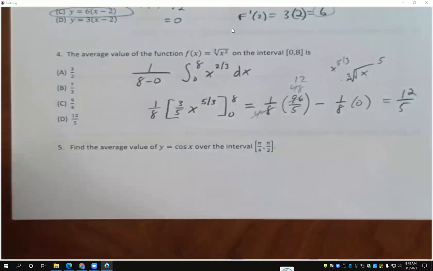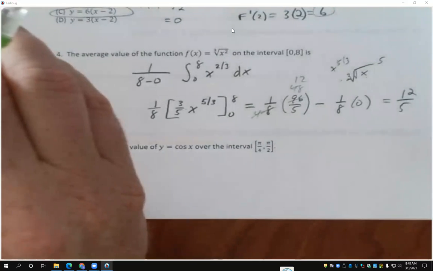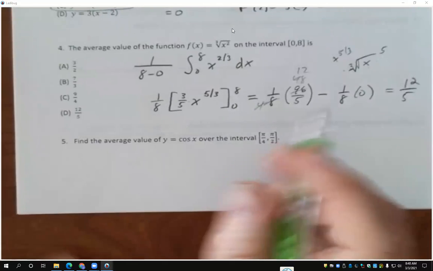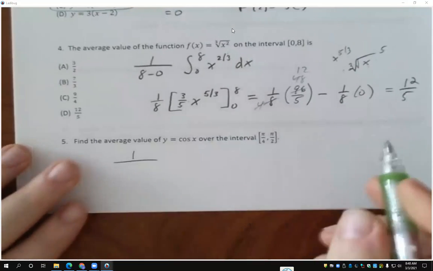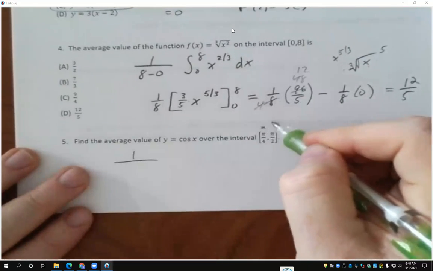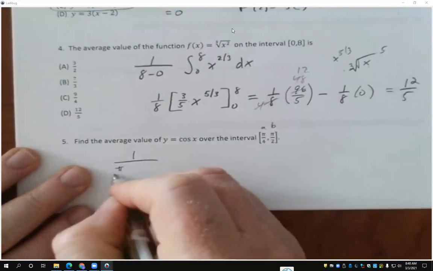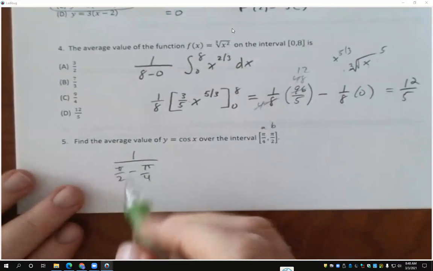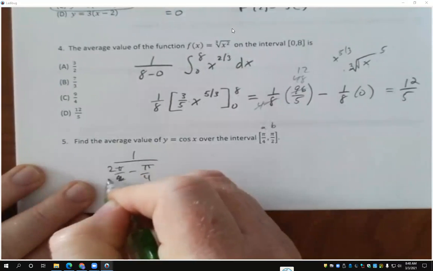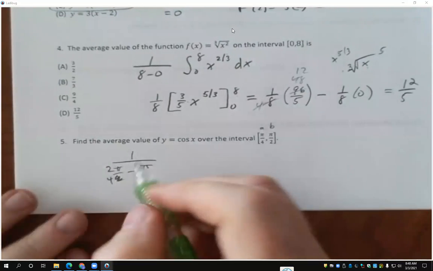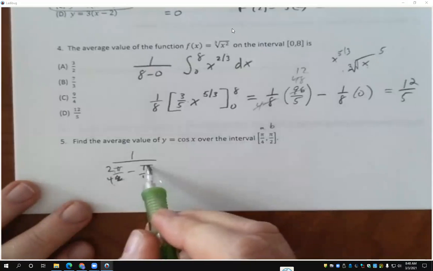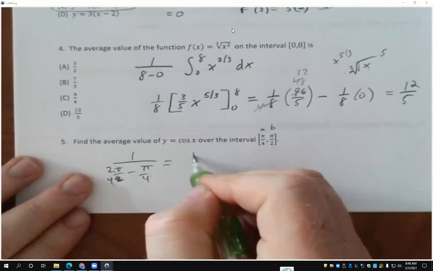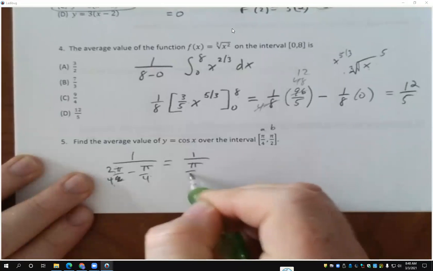All right, anybody for 5? Could you, for 5, could you do the 1 over b minus a part? Because I just can't get that. Yep, this is A, this is B, right? So it's pi over 2 minus pi over 4. Change pi over 2 to be 2 pi over 4. So 2 pi over 4 minus pi over 4 is 1 over 1 pi over 4.